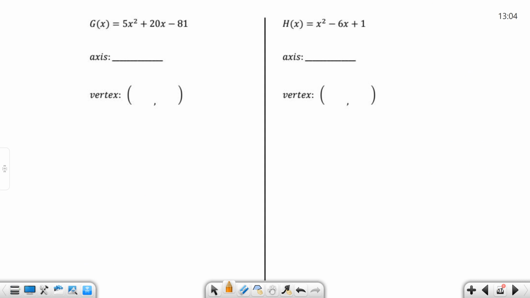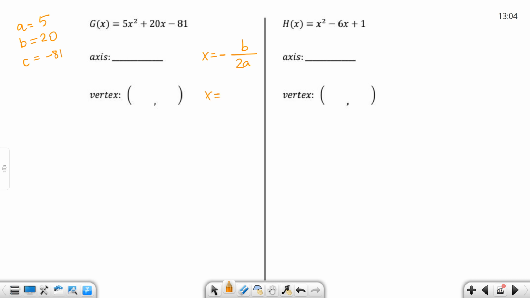Capital G of x, 5x squared plus 20x minus 81. So again, x equals negative b over 2a. And a, b, and c: a is 5, b is 20, and c is negative 81.